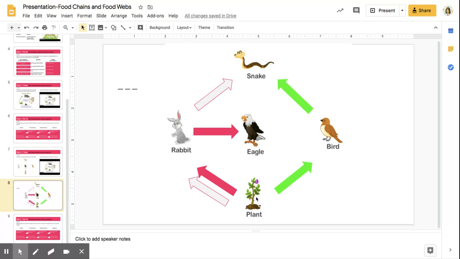In the next slide, you're gonna do the same thing, but with a different blank food web. It's up to you how you're gonna put the arrows. You just have to think which organism is gonna be eaten by which organism.